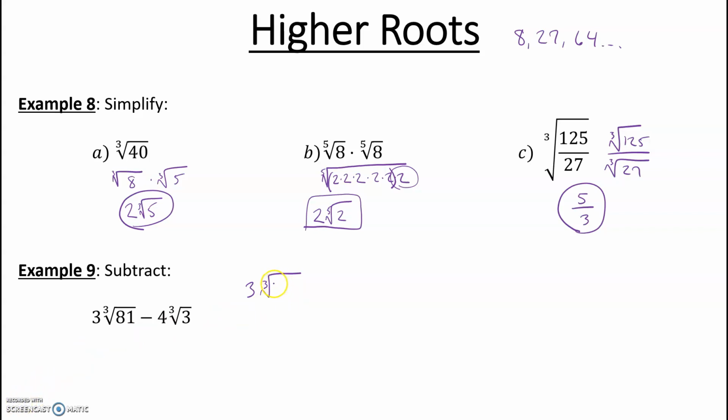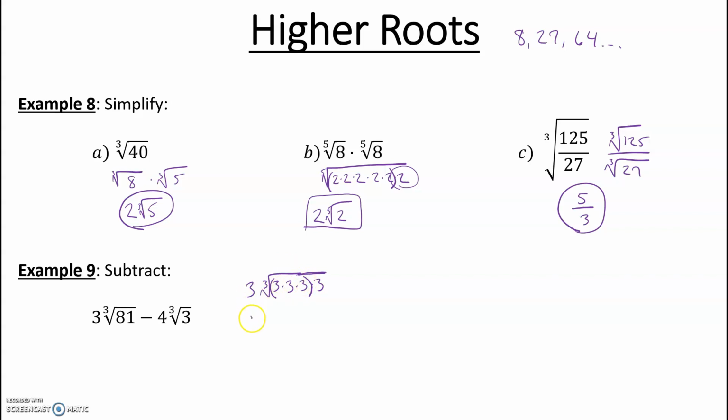I'm going to write it as 3 times 3 times 3 times 3, because I know that equals 81. Again, cube root, you want a group of 3. So I have 1, 2, 3. So I have one group of 3. So the cube root is going to be 3.